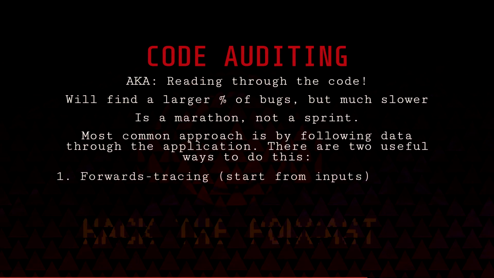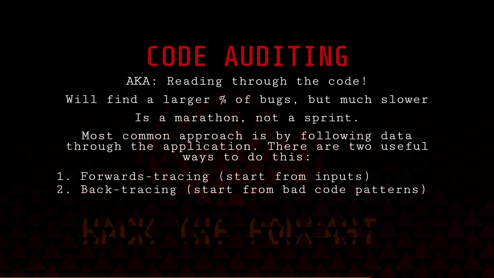So there's two ways to do this. They're pretty intuitive when you think about it. First, there's forward tracing, which is starting from the inputs. And second, there's backtracing, which is starting from bad code patterns. So one is starting from the GET parameters, for example. Number two is starting from some very suspicious looking string concatenation near the output.